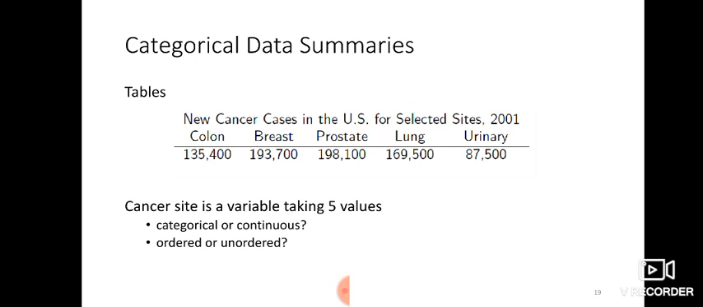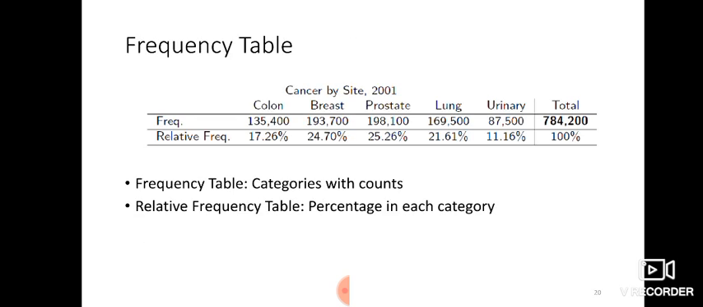Here are the categorical data summaries for the example we have taken, the new cancer cases. This is the way we give the table: what type of cancer, and how many patients are affected. It is a variable with 5 values. So we can ask whether this is categorical or continuous. This is categorical. Whether it is ordered or unordered, this is ordered. So we can have a frequency table with the frequency, relative frequency, and percentage.